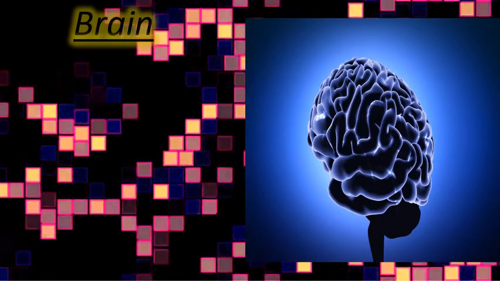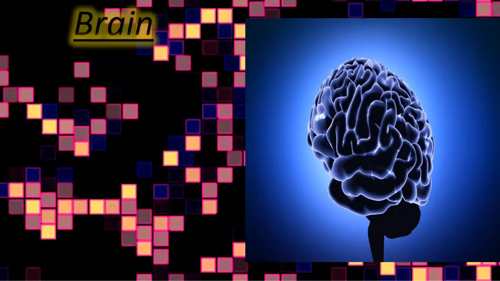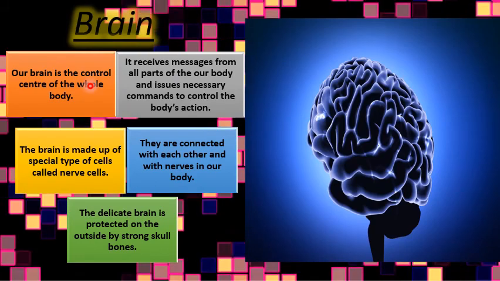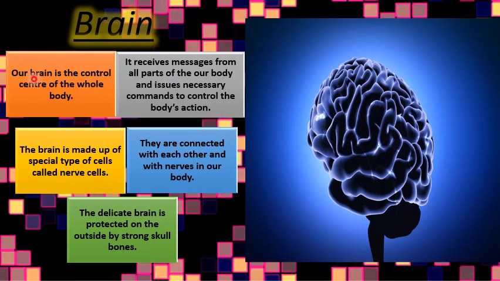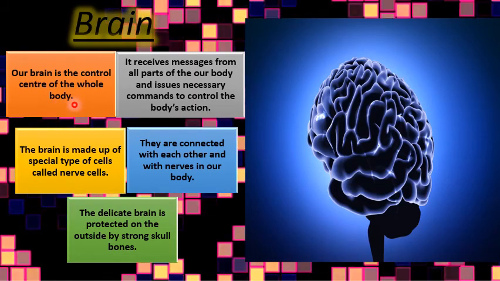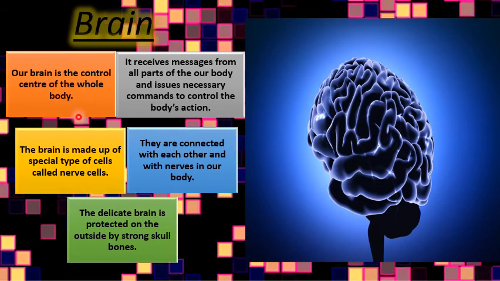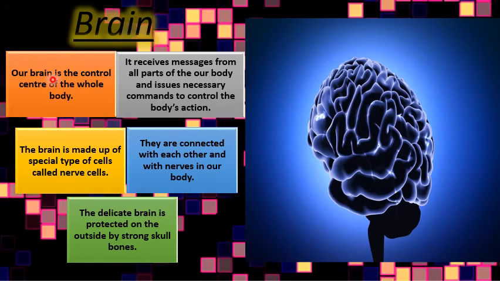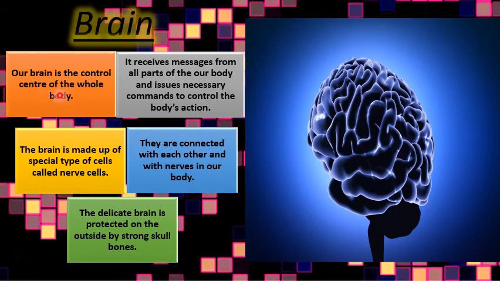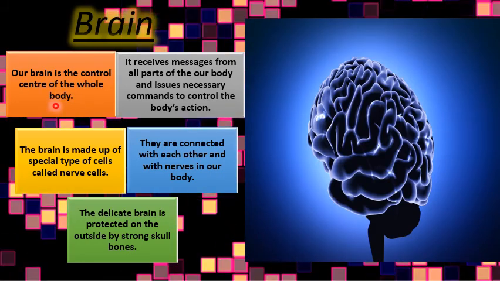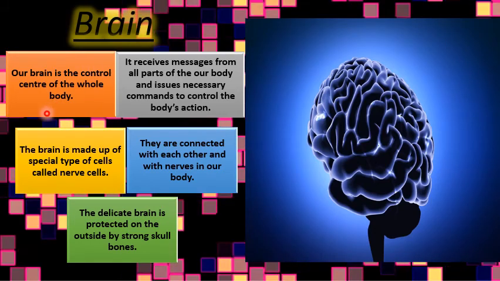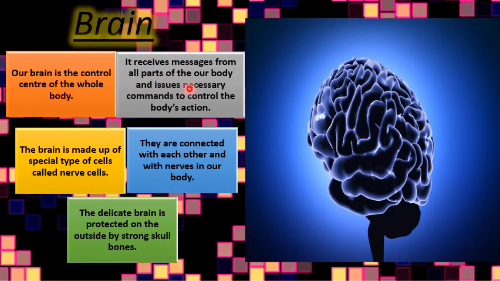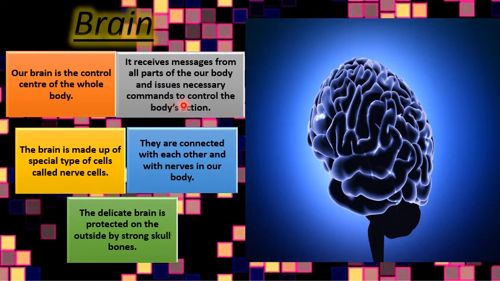Let's start with component number 1 of the nervous system, and that is the brain. The brain is the control center of our body. Here are some points regarding the brain, number 1 being that our brain is the control center of our body. If we talk about a computer, its control center is the CPU, Central Processing Unit. The CPU controls all parts of the computer. Likewise, the brain controls our whole body. It receives messages from all parts of our body and issues necessary commands to control the body's actions.